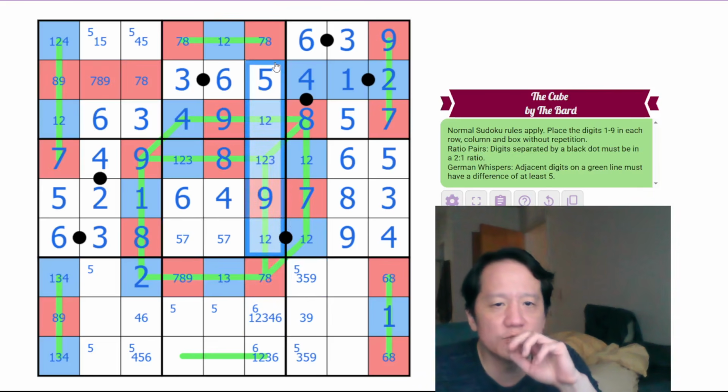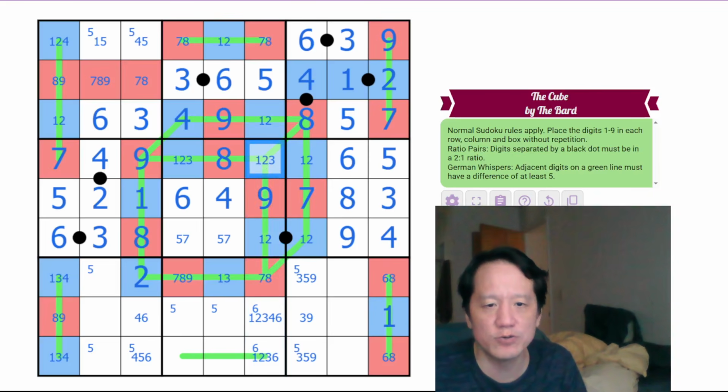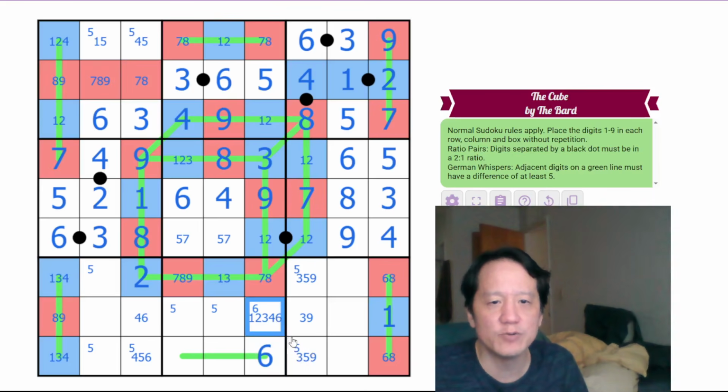We have 1, 2 as a pair in column 6, which eliminates 1 and 2 in the rest of the column. This can't be 1 or 2. It's 3. No 1, 2, or 3 here. This is 6, which means this can't be 1, 2, 3, or 6. It's 4. 6 can only be next to 1 on a Whisper 5 line, so this is 6 and 1, which makes this high. And it's 7, 8, or 9.